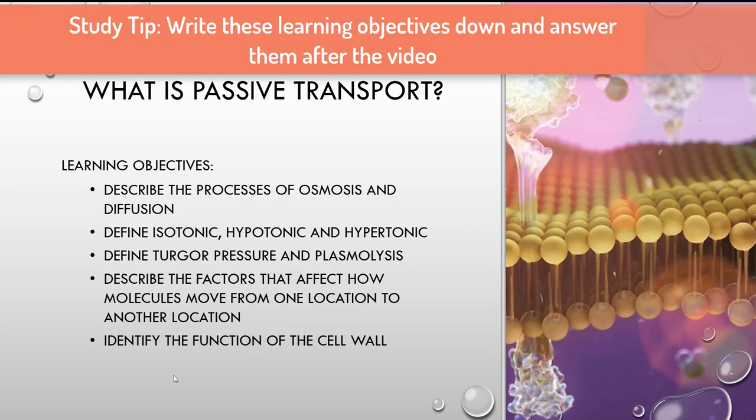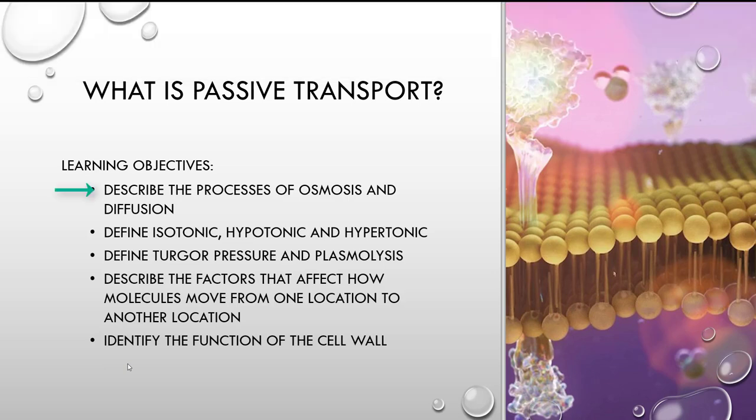By the end of this video, you should be able to describe the process of osmosis and diffusion, as well as define the following: isotonic, hypotonic, and hypertonic. You should also be able to define what turgor pressure is and plasmolysis, which has to do with cell walls. And then describe the factors that affect how molecules move from one location to another. And since we're talking about cell walls, you should be able to identify the function of the cell wall.